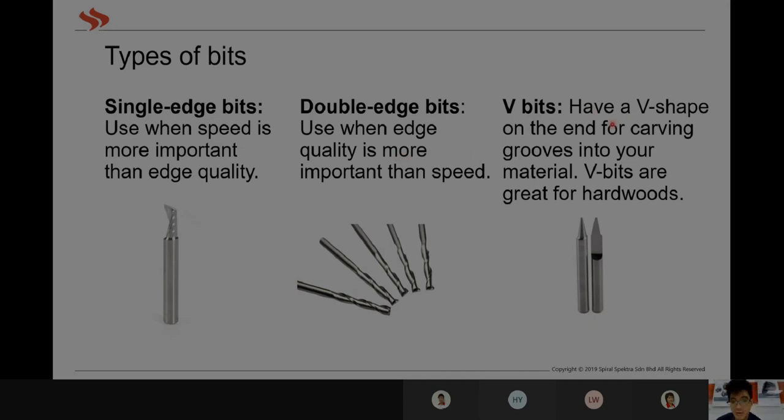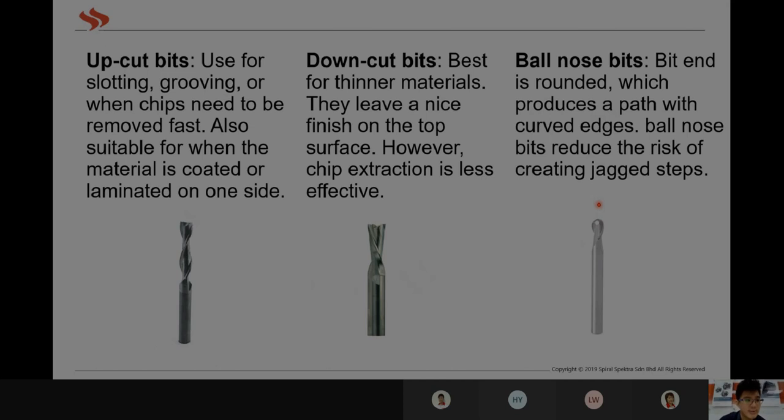V bits have a V shape on the end to carve a groove in your material. V bits are great for hardwoods and even better for engraving. But with V bits, you have to be careful as the tip breaks off easily, so we use a stronger one. Upcut bits are used for slotting, grooving, or when chips need to be removed fast. They are also suitable when the material is coated or laminated on one side. Similarly, downcut bits are suitable for thinner materials. They leave a nice finish on the top, however chip extraction is less effective. So basically, upcut bits drill into your material and all the chips are removed going up. Downcut is going to leave all your chips inside that material. So the top might be nice, but the bottom is going to be a bit jagged, so you can clean it up better.